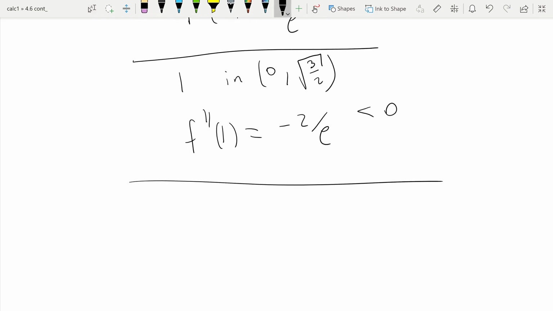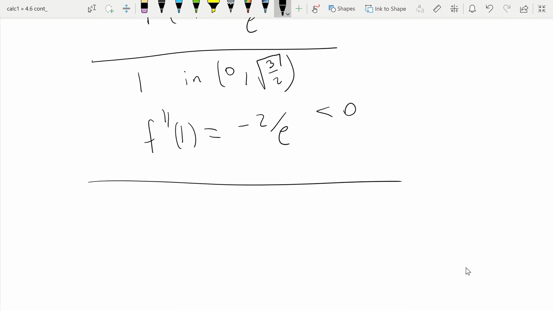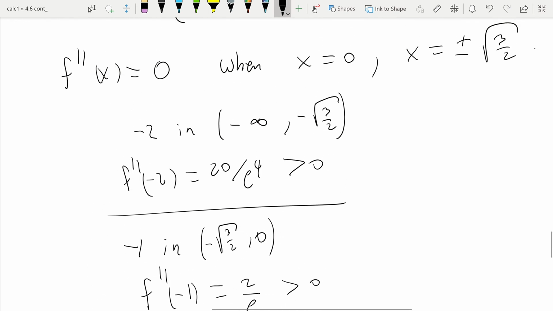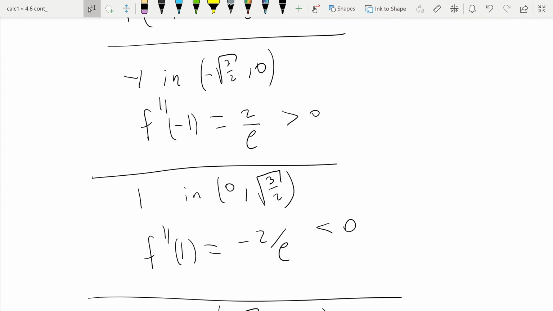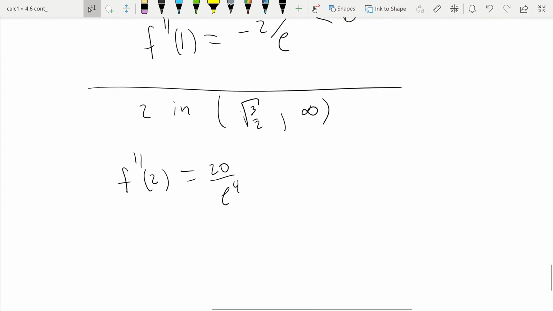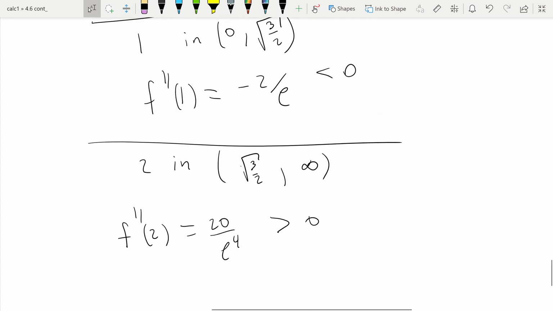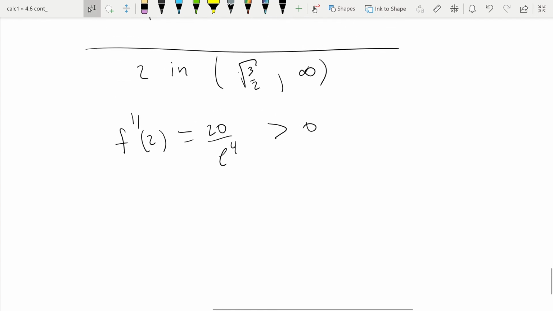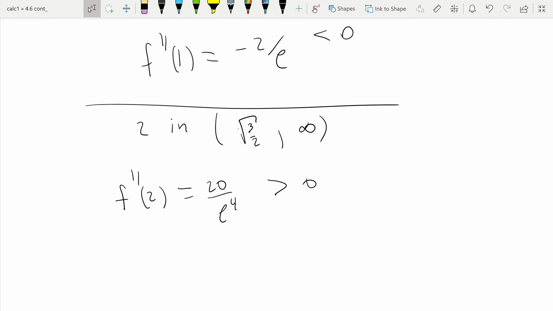Now we'll look for another point in the interval square root of 3 over 2, comma, infinity. And we see that f double prime at 2 is equal to 20 over e to the 4. For the same reason that we flip the sign going from minus 1 to 1, going from minus 2 to 2, because the function is odd. Okay, so here this is positive. So f double prime is positive between square root of 3 over 2 and infinity.